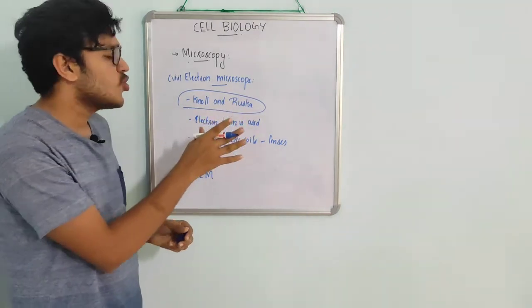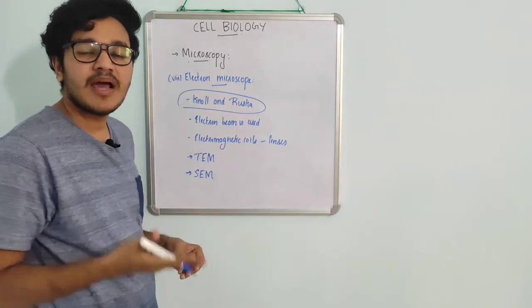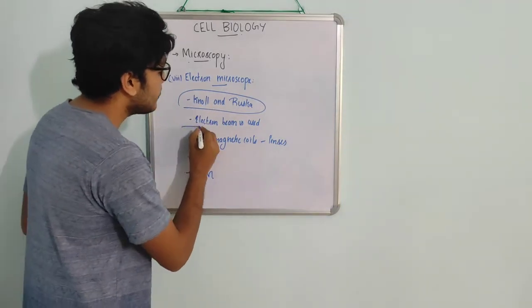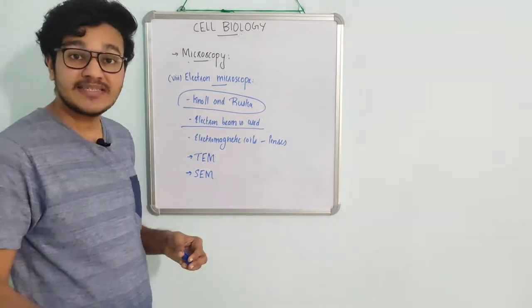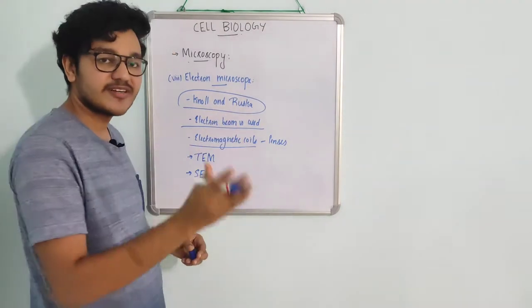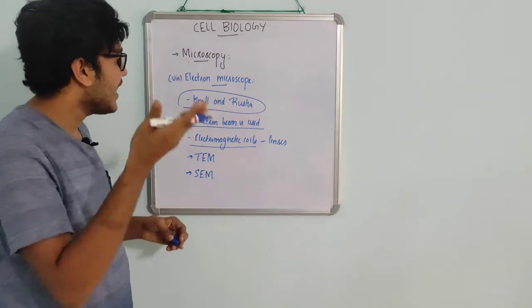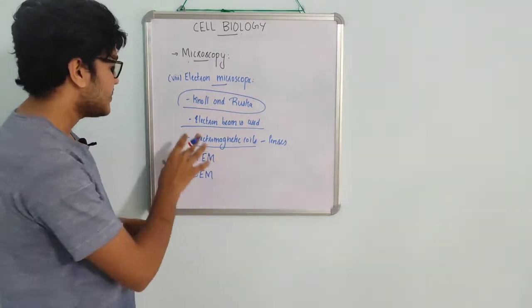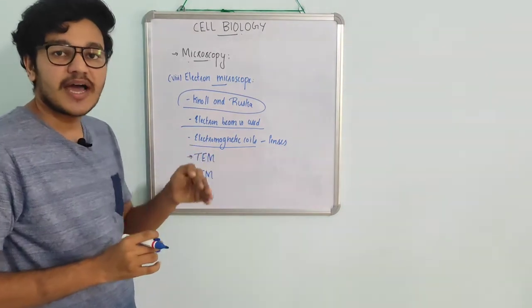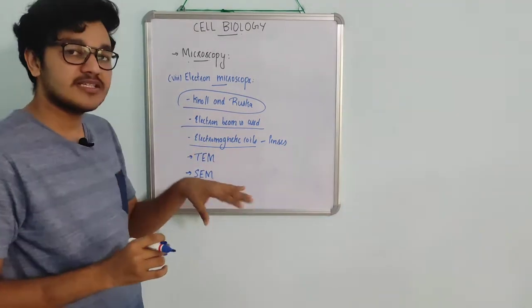In the electron microscope, the difference is that in the ordinary microscope we use light as a source, but in the electron microscope electron beams are used. And instead of the lenses of the ordinary microscope, we use electromagnetic coils here. So that is the basic difference between the electron microscope and the ordinary light microscope. The wavelength of light is much higher, but compared to it the wavelength of the electron beam is very much lower.